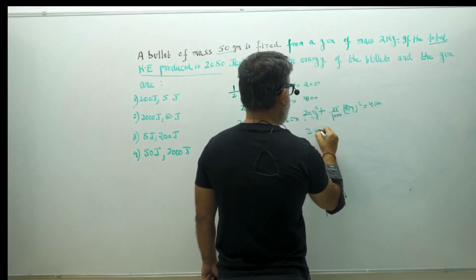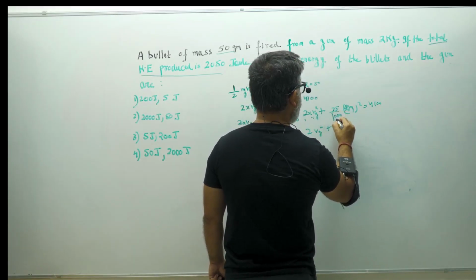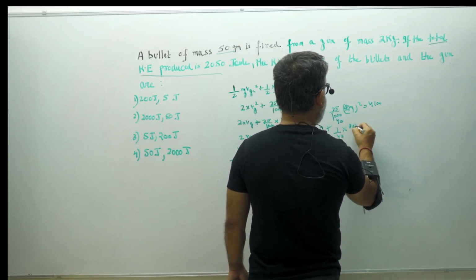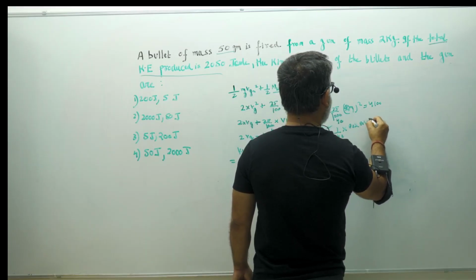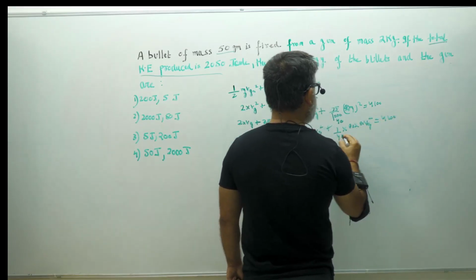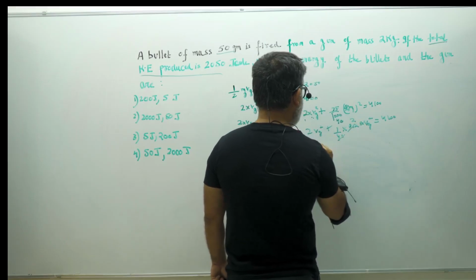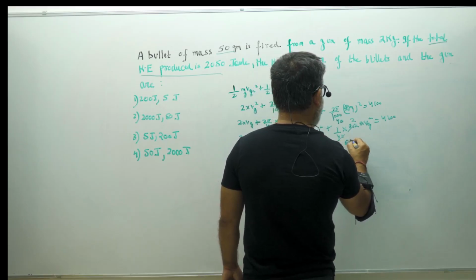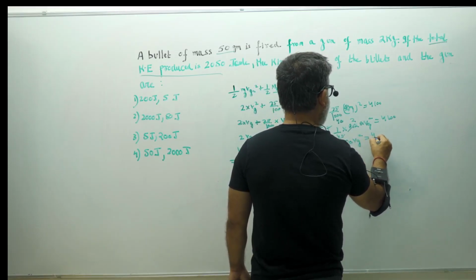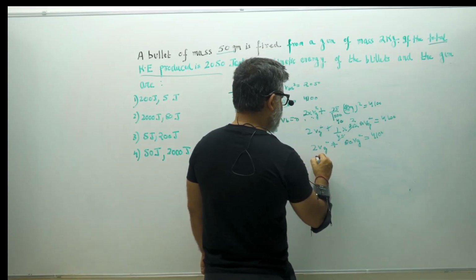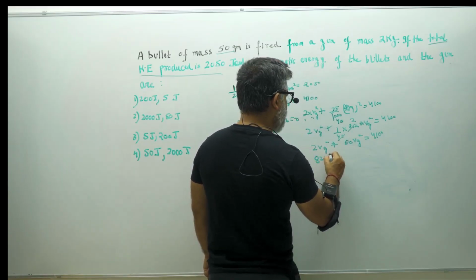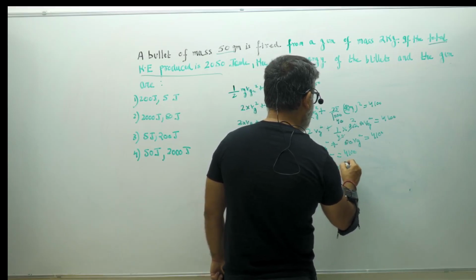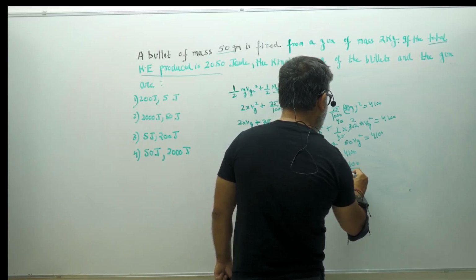So this is 2 Vg square plus 25, 40. So 1 by 40 multiplied by 80 into 80 V gun square is equal to 4100. So this cancels and becomes 2. So this is 2 Vg square plus 80 Vg square is equal to 4100. This becomes 82 Vg square is equal to 4100. So my Vg square actually comes out to be 4100 by 82.